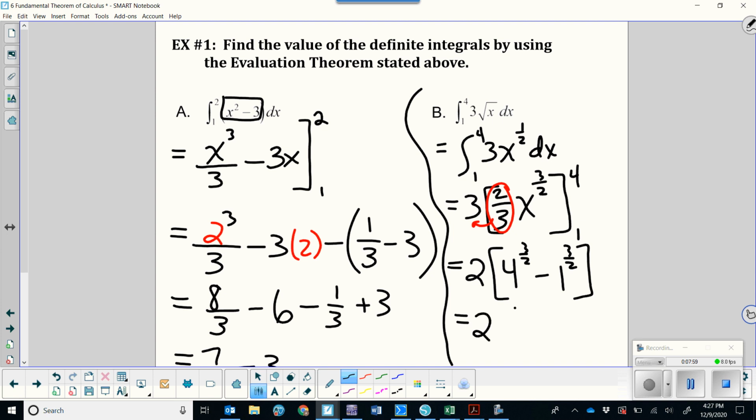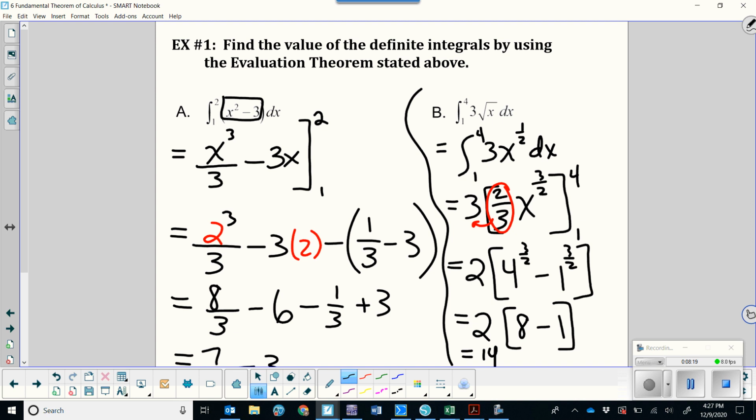So I'm going to leave the 2 alone. I'm going to simplify inside. So 4 to the 3/2. We remember we do the root first. So square root of 4 is 2. 2 cubed is 8. 1 to the 3/2, of course, is just 1. So my final answer here is 14.